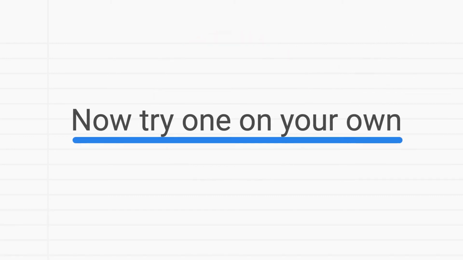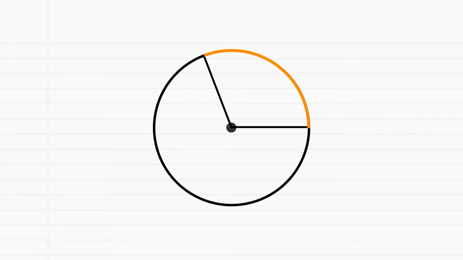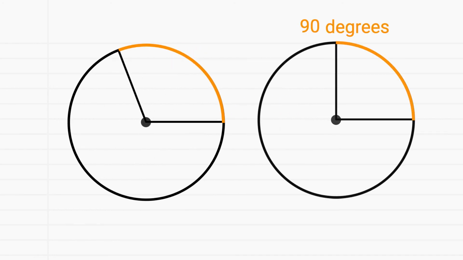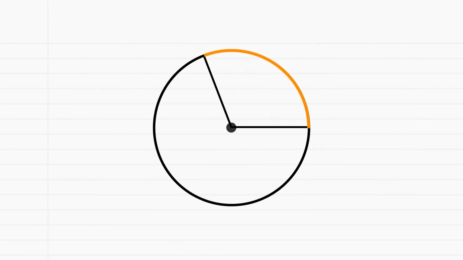Now it's time for you to practice on your own. How could we describe this angle? Well, if we compare this angle with a 90 degree angle, you can see that it's bigger. That means this is an obtuse angle. And because it's obtuse, we know that it has to be bigger than 90 degrees. This one looks a little bit bigger, so a reasonable guess would be 110 degrees.